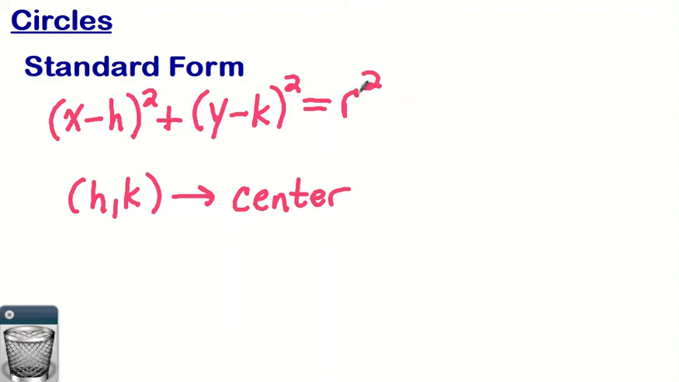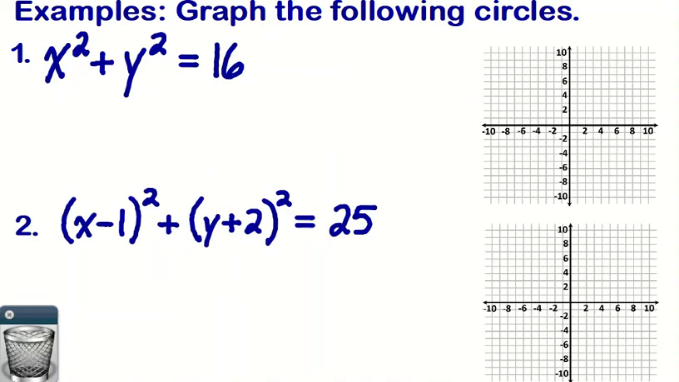We also have an r value, which you've probably already guessed is going to be the radius of your circle. So if your equation fits this form, all you have to do is look at the h value and the k value. That'll make your center, and then the r value is your radius. And you can graph it easy peasy. So let's do a few examples.